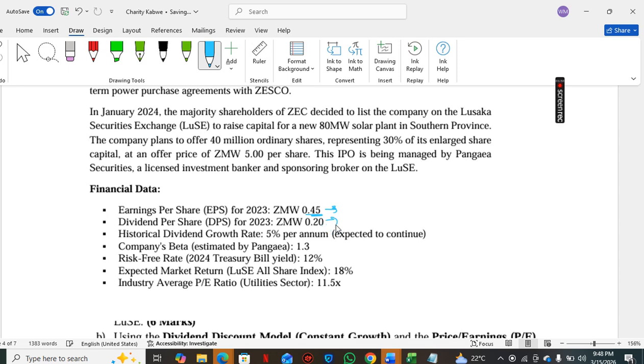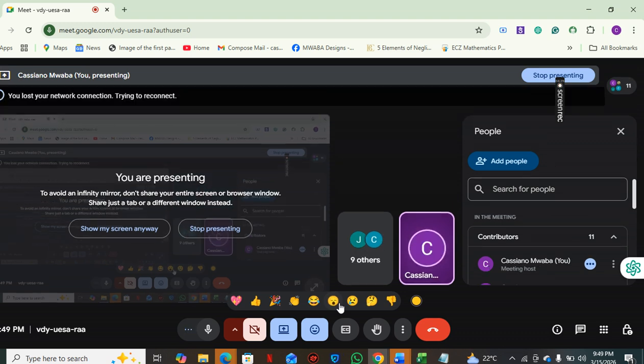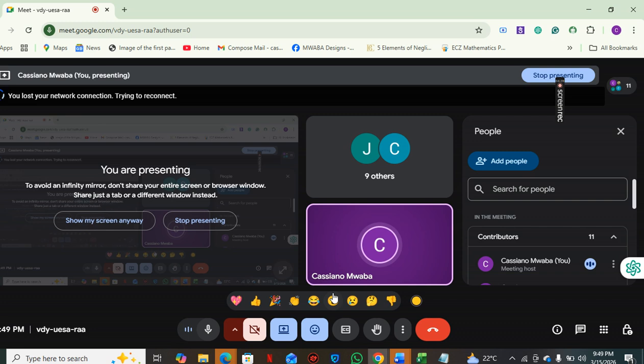Next, dividend per share. As the name suggests, the dividend per share is the dividend you're going to be getting for each share. The dividend you get for each share.